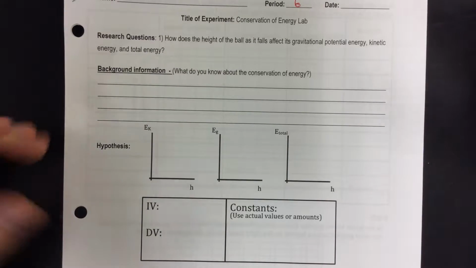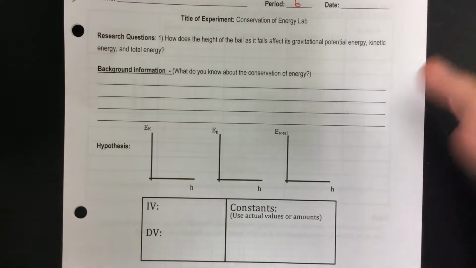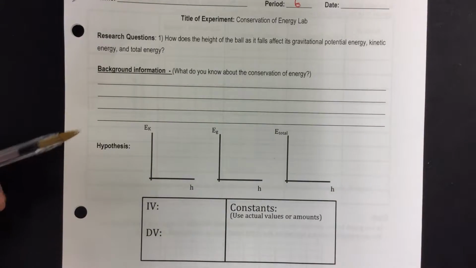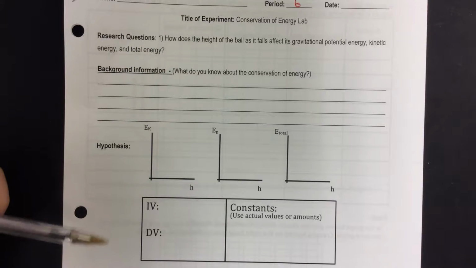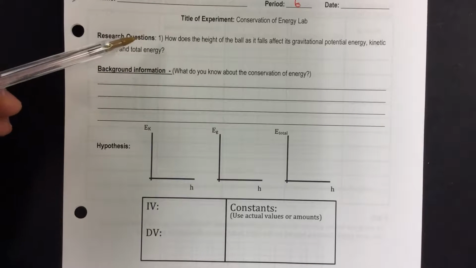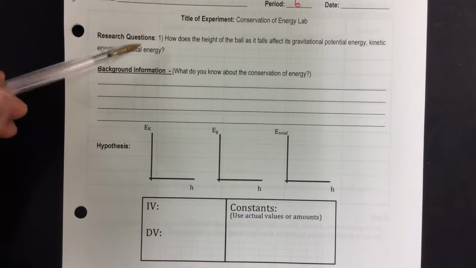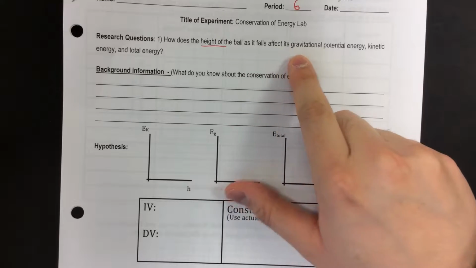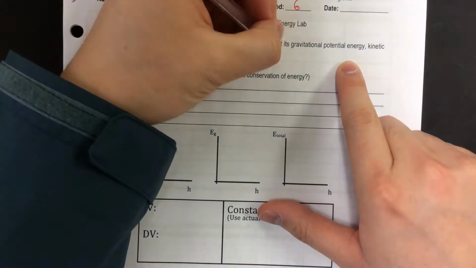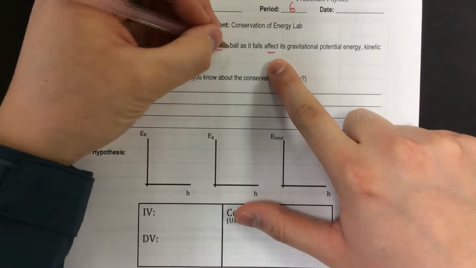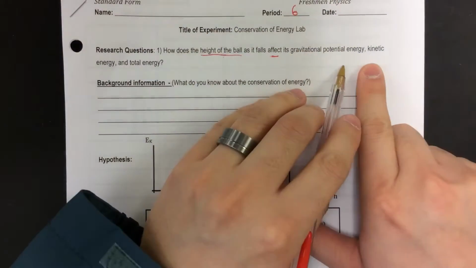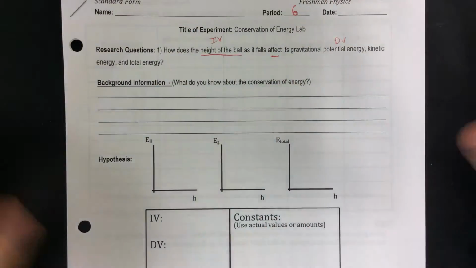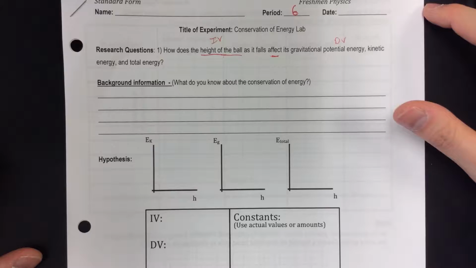So in that case, if you're not sure how to figure out what the independent variable and dependent variable are, especially because we were using the LabQuest 2 to record it, you can look at the research question. The research question should give it away. We want to look at how the height of the ball affects its different energies. The key word here is affect. So how does this affect those? That makes this your independent variable and makes those your dependent variables. If all else fails, that's the easiest way to go about doing it.